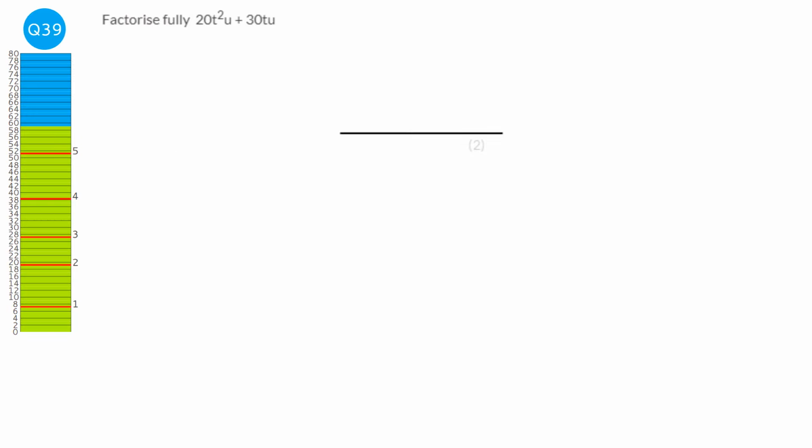Factorise means to put it into a bracket, and it looks like it's a quadratic here, but it's actually just a linear factorising, because we don't have a number term. So we're going to just use one bracket for this. Looking at these terms, I'm going to focus first on the numbers. So 20 and 30, I can divide both of those by 10. And that will leave 2 and 3. So that's the numbers done.